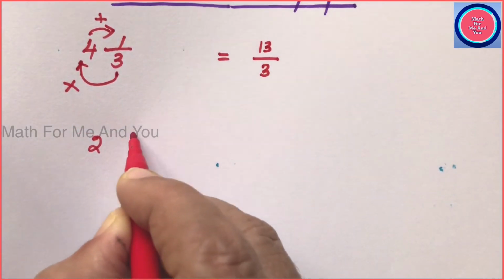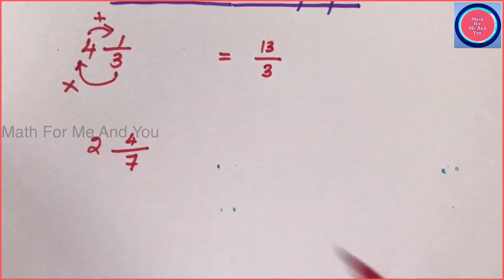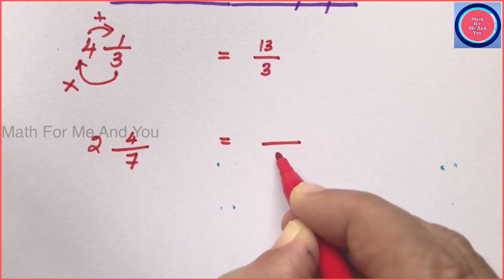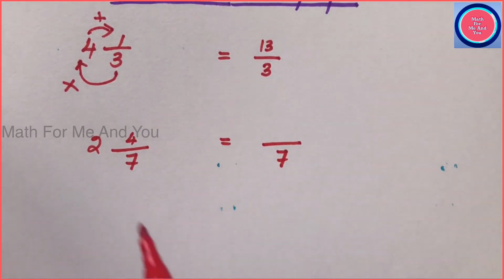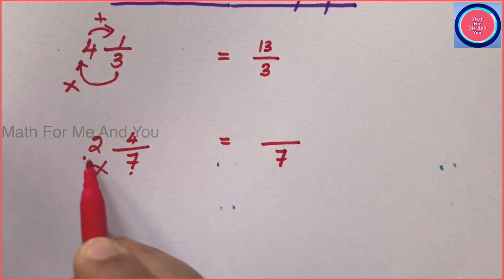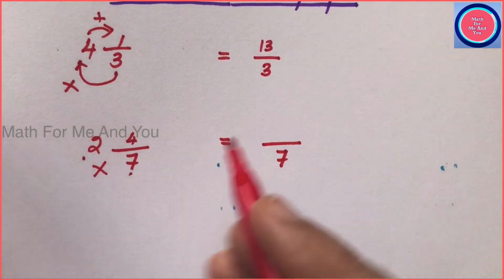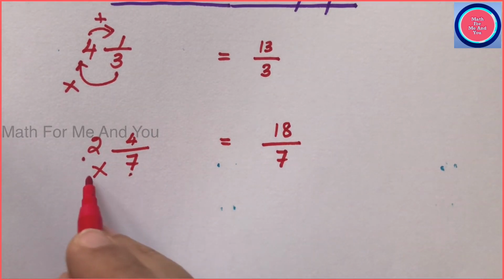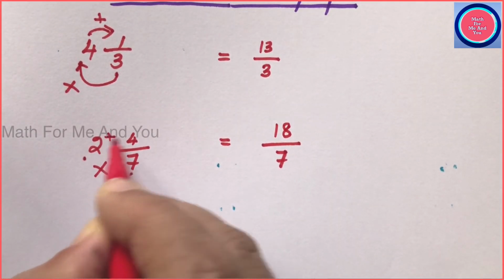Next is 2 and 4 over 7. We can write the denominator first and then start from the denominator. Okay, 7 we write first. How to do this? 7 we multiply with 2. 7 times 2, 14. And then we add the numerator. 14 plus 4, 18. 7 times 2 plus 4.